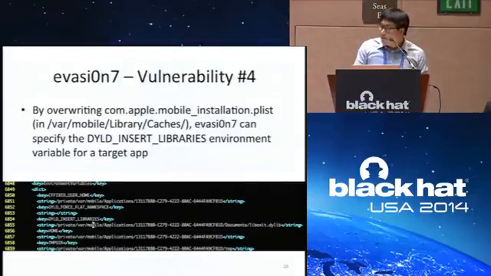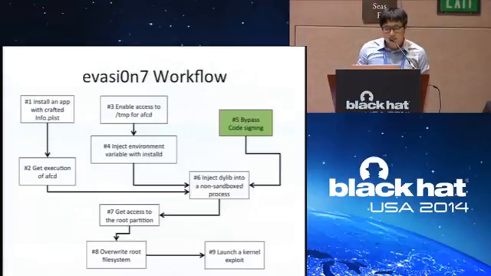So the figure at the bottom shows how to inject the environmental variables. But note that this figure is not from Evasion 7. During the reconstruction of our attack, we prepared that one. But it shows how one can inject the environmental variables. And the next step is bypassing codesign.